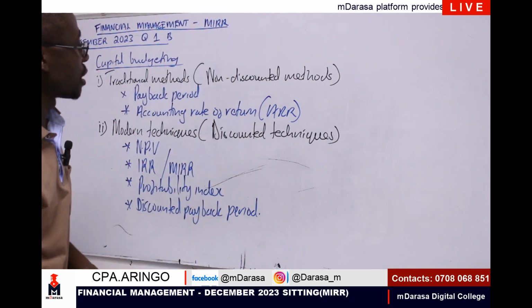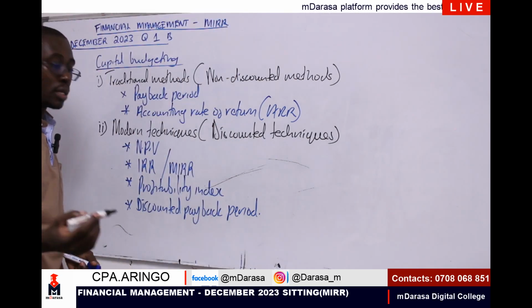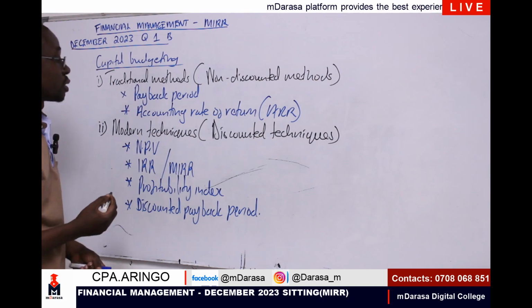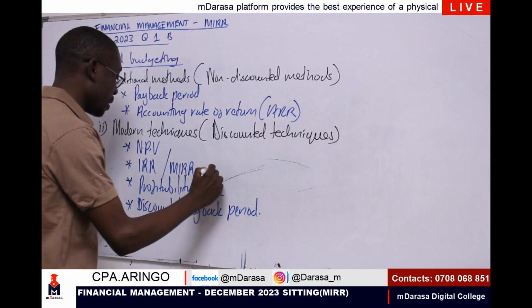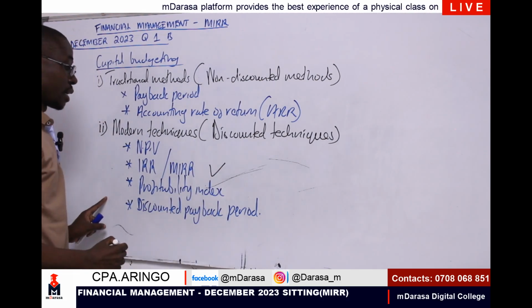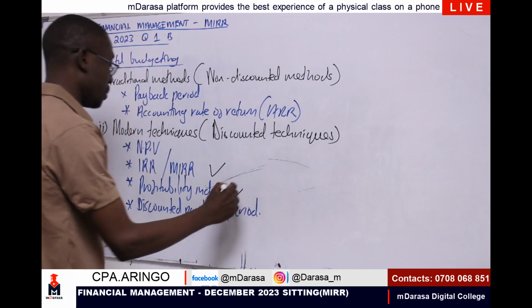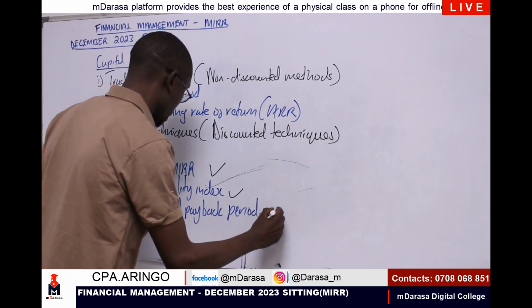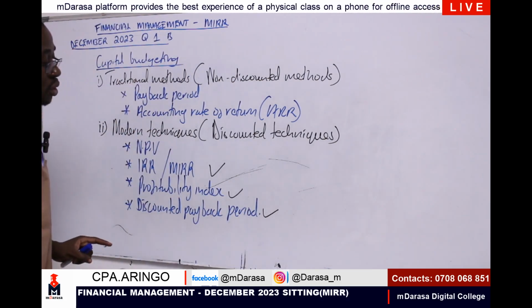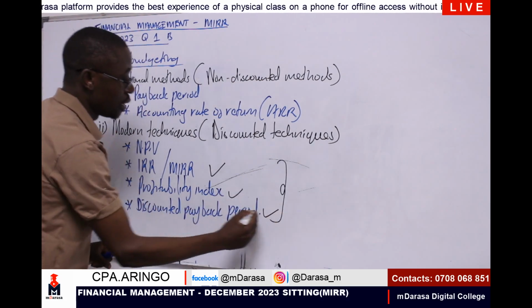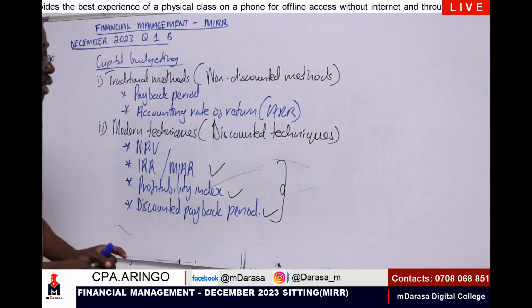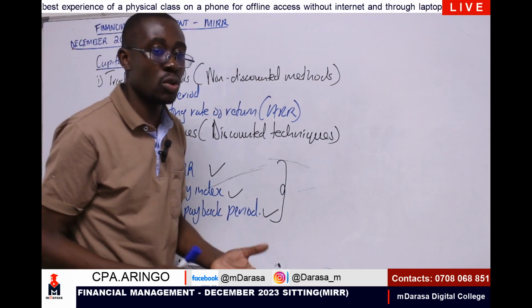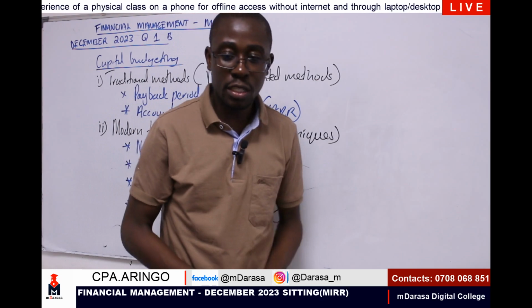The question that I want us to handle, which was tested in December 2023, covered the majority of this bit. It covered MIRR, it also covered profitability index, as well as the discounted payback period. So this is what was covered in the December 2023 exams, and this is what I want us to look at. I won't go into details because we already have these concepts.